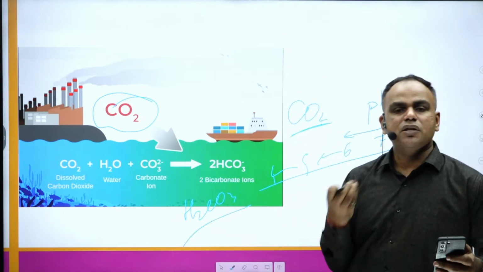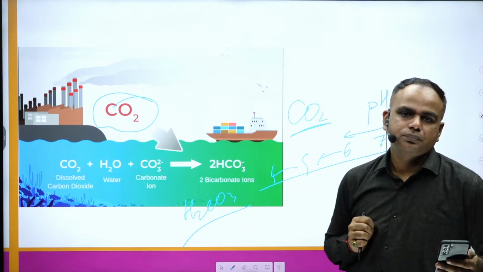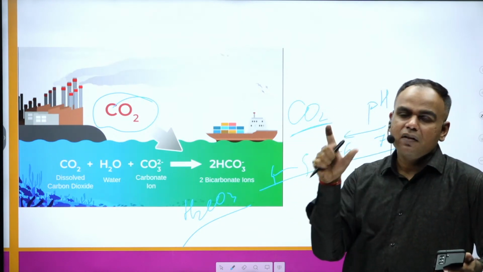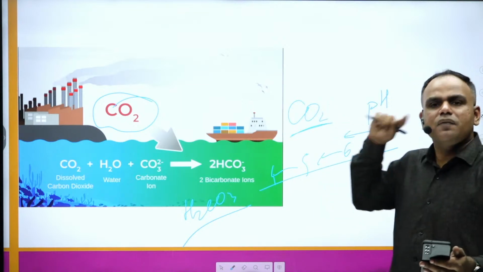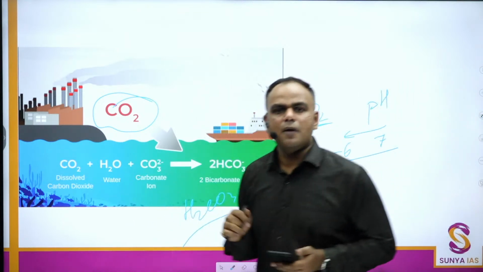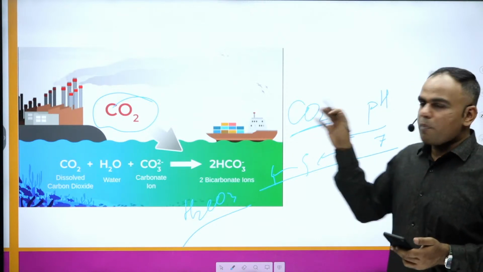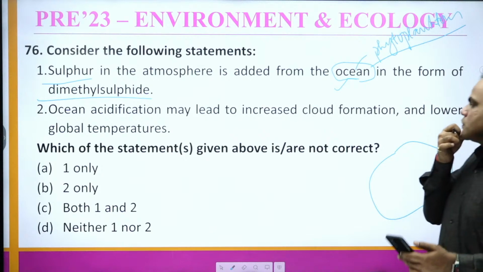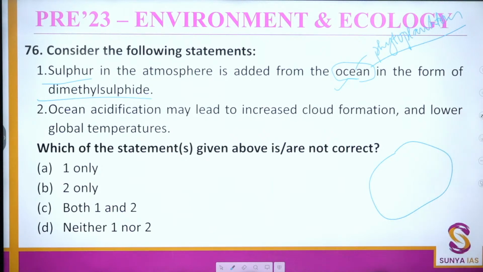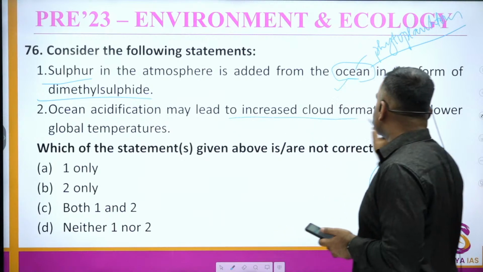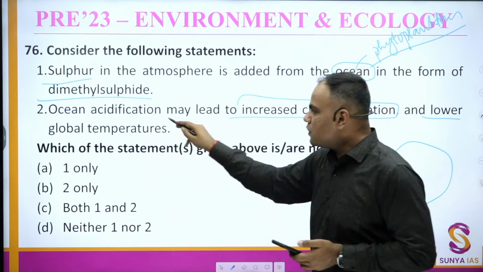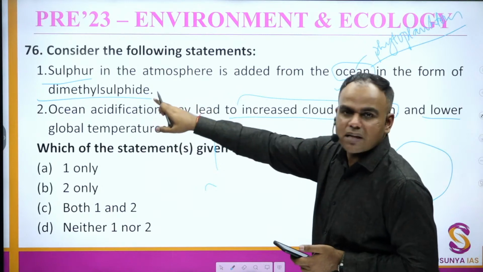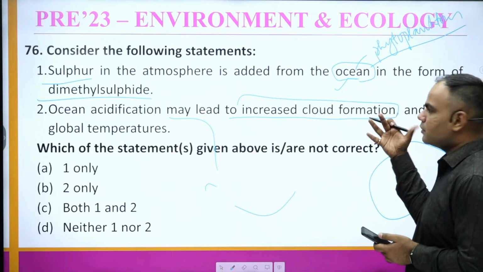Now if a lot of acidification happens, what will happen to the plankton population? The phytoplanktons will die. If the planktons die, will they be able to produce sulfur and dimethyl sulfide? No, they will not be able to produce it. Because of that, proper cloud formation will not happen. The question is asking what is going to happen. It is saying ocean acidification may lead to increased cloud formation and lower global temperatures. Both are wrong. Ocean acidification will lead to death of planktons, which means less dimethyl sulfide, which means less cloud formation. So this is wrong.